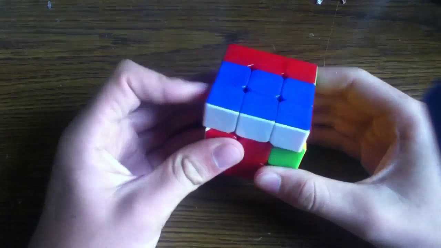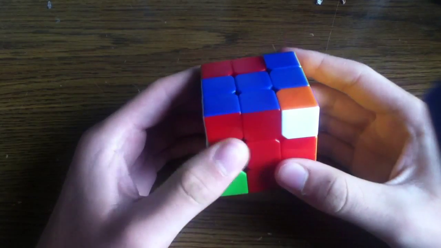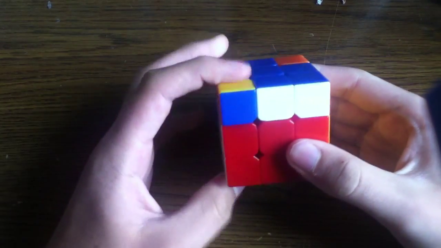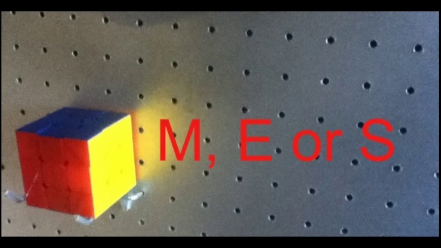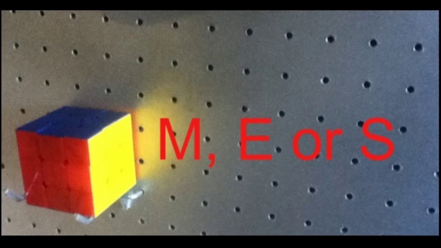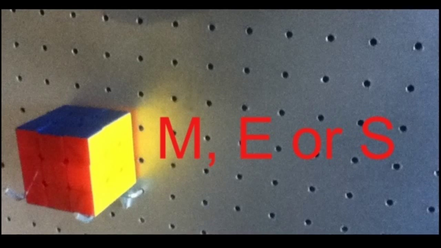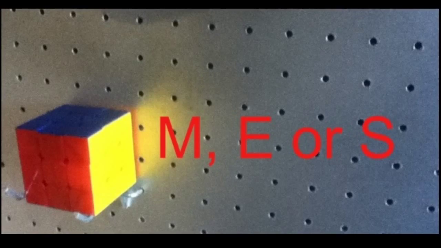R, U inverse, L inverse, U, R, U inverse, L. Although this is rare, some algorithms may ask you to perform an M, E, or S turn. These stand for the mid-slices of the cube in the middle layers.